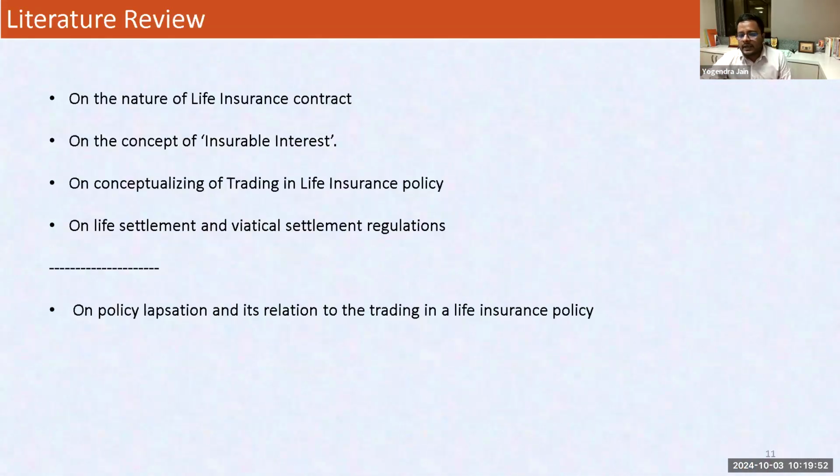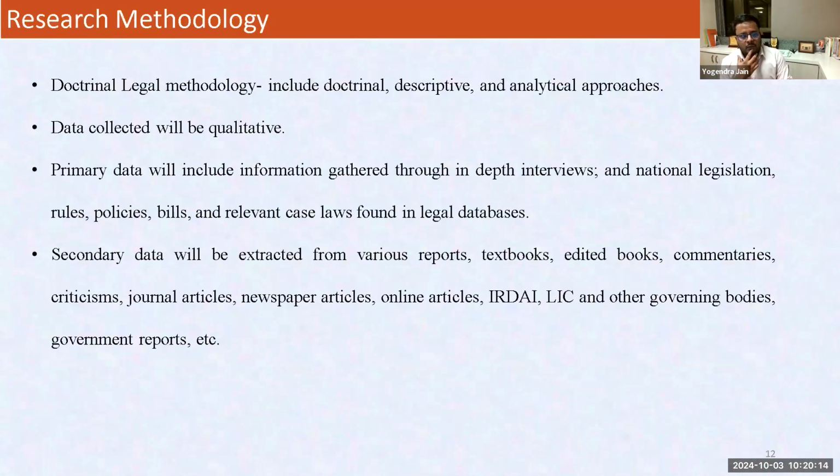Literature review primarily is on insurance contract, because that is where we start. It goes to insurable interest. Then we have conceptualized the trading in life insurance policies, because then we can contrast it with the need of insurable interest. And then we have discussed the regulation of viatical settlement in the US. I'll be very brief about it. I'll focus on the main topic.